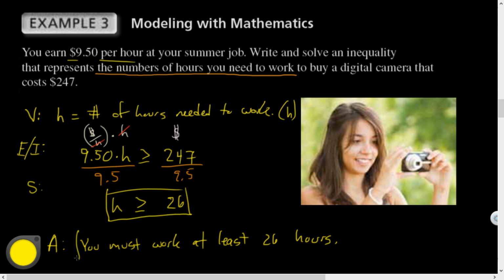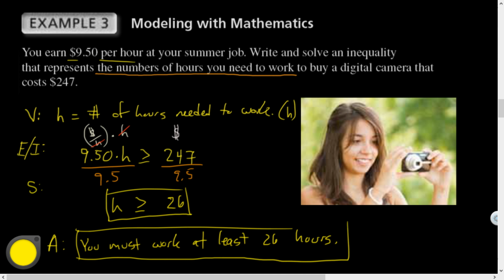All right, so that is a word answer to a word problem. And that's how those work.